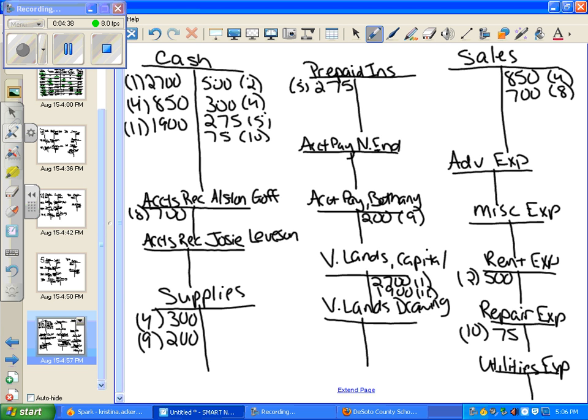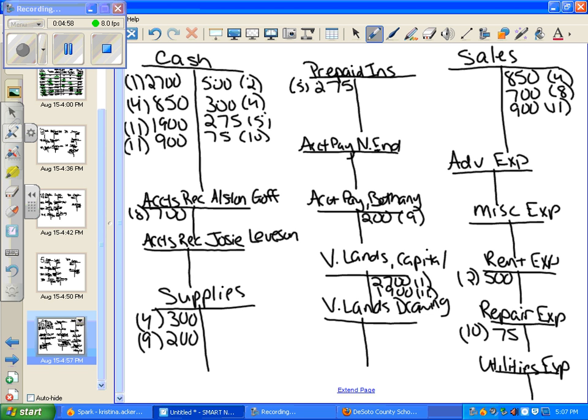We have another transaction on the 11th, receive cash from sales. Our cash is going to increase with a debit by $900. And our sales are going to increase by $900 on the 11th.